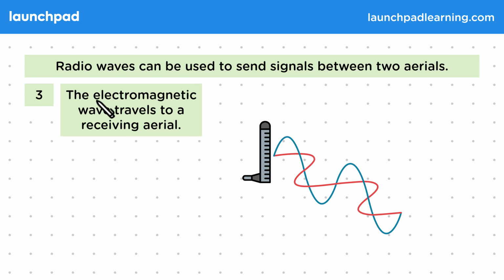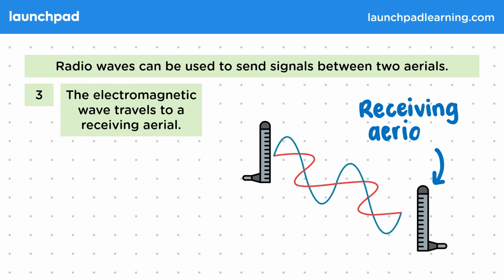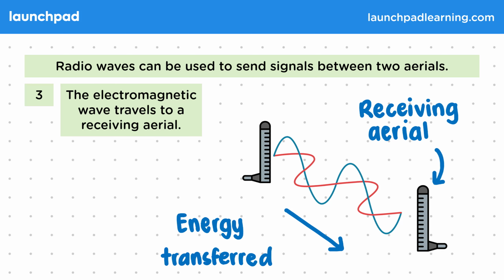In step 3, the electromagnetic wave travels to a receiving aerial. Here's an example of a receiving aerial. It looks very similar to the transmitting aerial. We want to have it aligned so it's at the same angle as the transmitting aerial, though more specifically, we align it to the oscillations in the electric field. The radio wave then transfers the energy from the alternating current in the transmitting aerial to the receiving aerial.